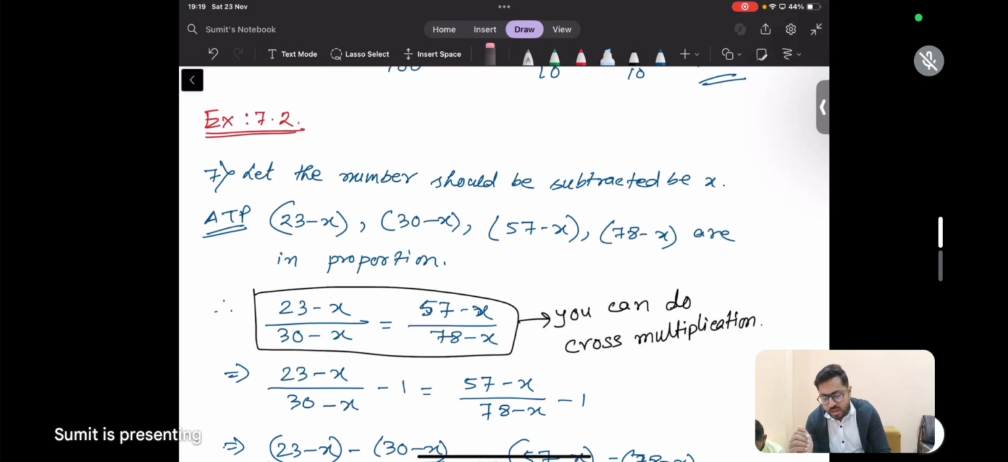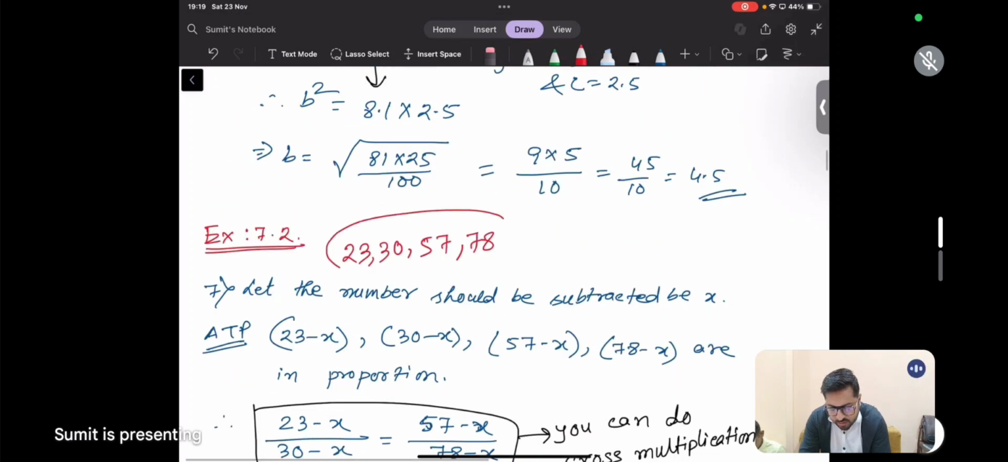আছে? Exercise sum number 7, the question was that in that way there were 4 numbers, মানে 23, question আমি লিখে নি, বাট কোশ্চেনটা আমি ভার্বালি বলে দিচ্ছি. 23, 30, 57 and 78. These 4 numbers were given and the question was that what number should be subtracted from these 4 numbers so that the resulting numbers will be in proportion. কি বললাম? What number should be subtracted from these 4 numbers so that the resulting numbers will be in proportion.